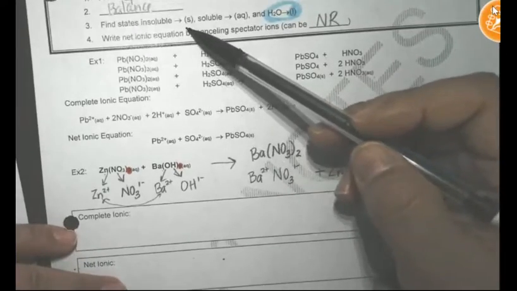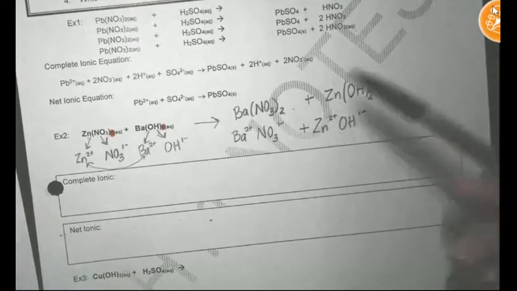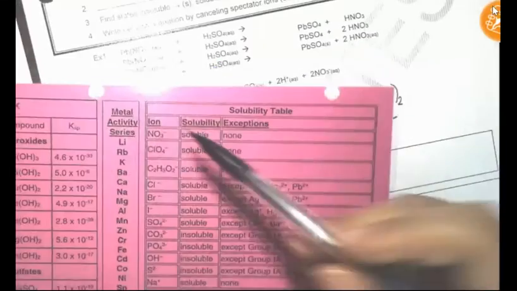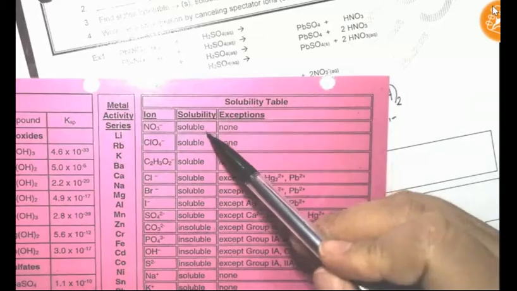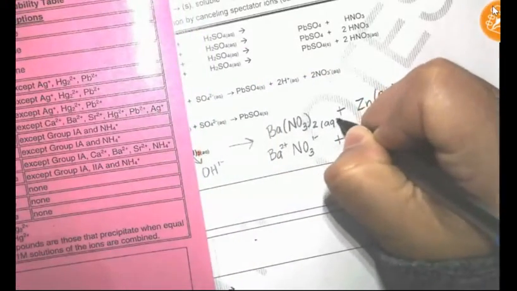Now I'm going to go to step 3. Figure out the states of matter of the substances on the right. So I'm going to look at the solubility chart, and we're going to look at nitrates. Nitrates are all soluble. So this now is aqueous.